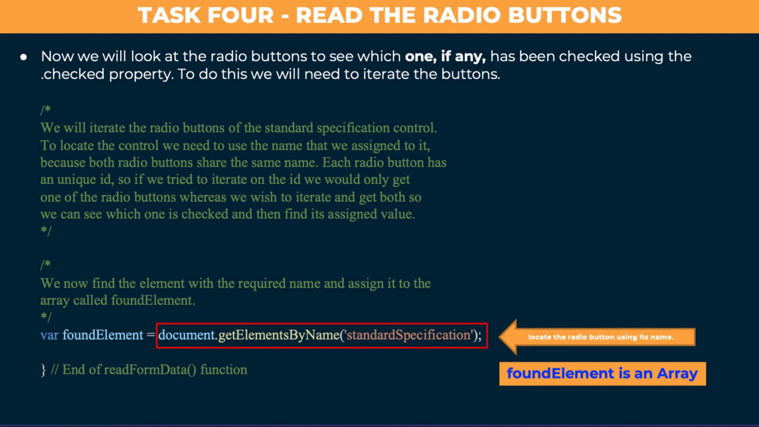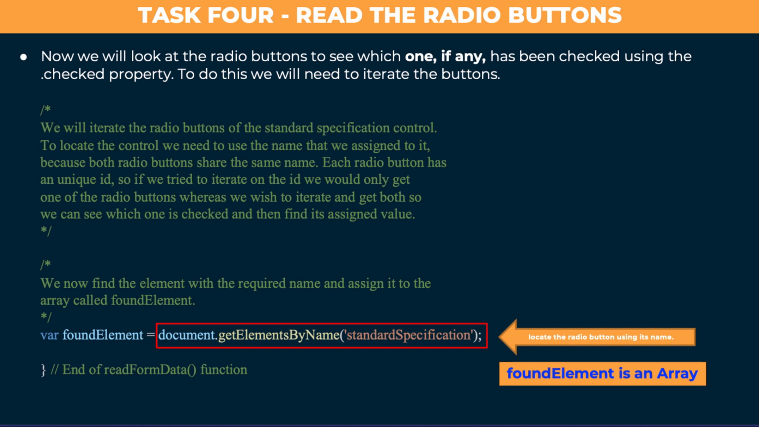So when we want to find the element, we use the document.getElementsByName, because each of the radio buttons will have the same name. Yeah, they might have different IDs, but they have the same name, and we're trying to find the group of these.